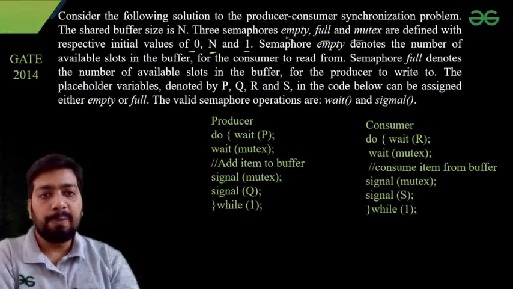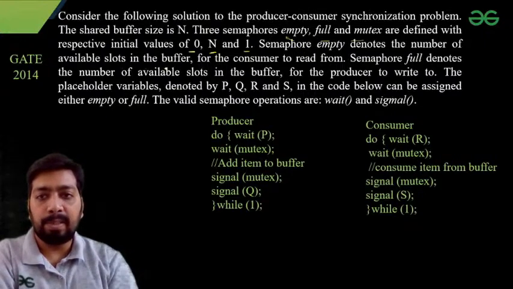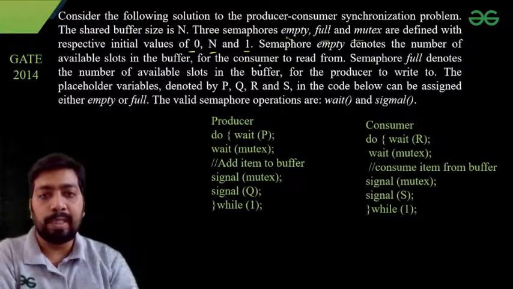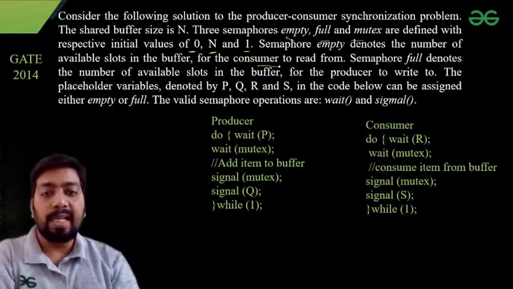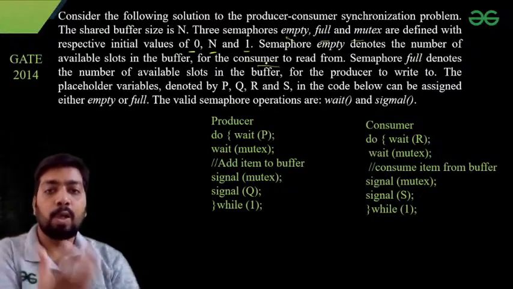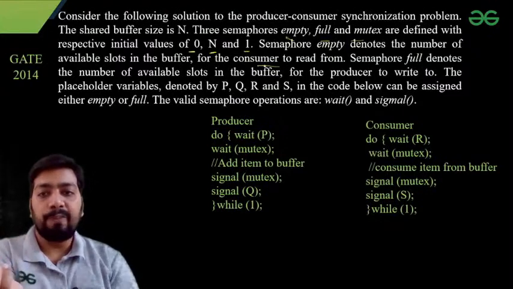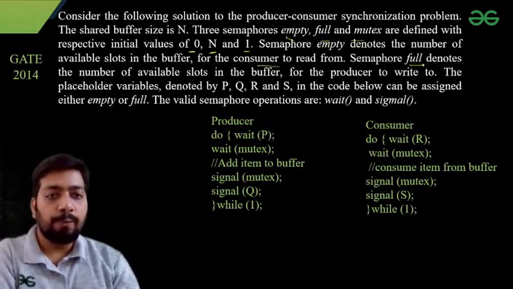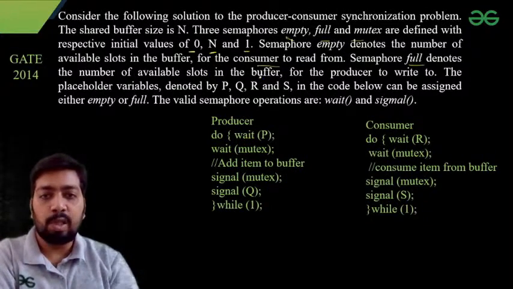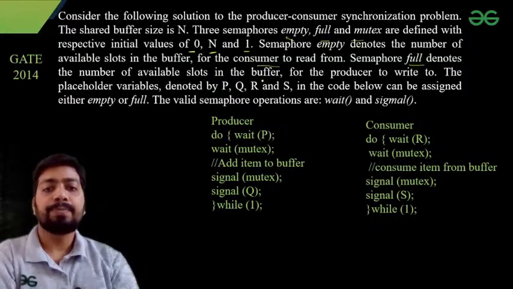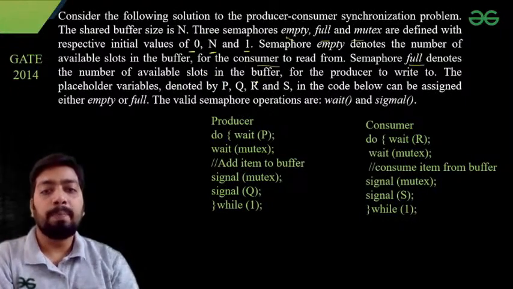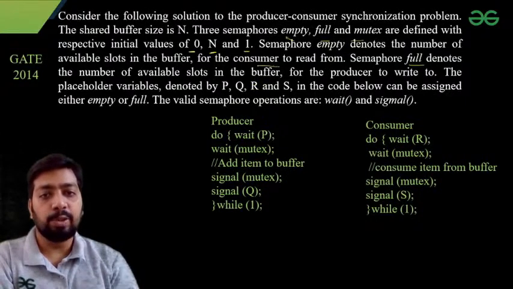That's fine. Semaphore empty denotes the number of available slots in the buffer for the consumer to read. That means the items are already filled, because the consumer can consume the item. So empty is telling us whether the consumer can consume the items. Semaphore full denotes the number of available slots in the buffer. That means how many items the producer can produce, whereas empty says how many items the consumer can consume.